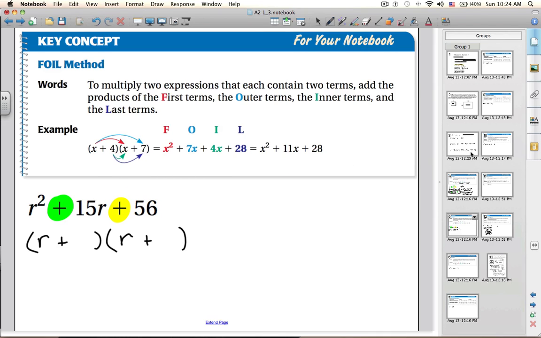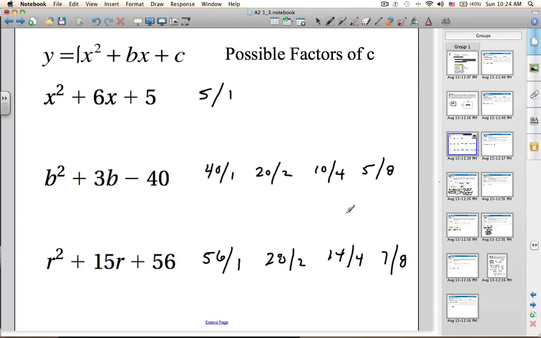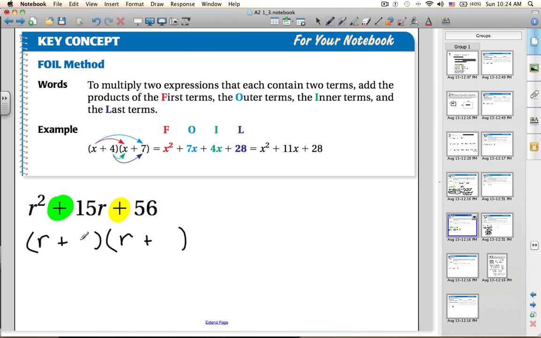So if we go back to where we listed all of our different factors, factors of 56, well, 56 and 1 make 57, 28 and 2 make 30, 14 and 4 make 18, 7 and 8 make 15. Oh, 7 and 8 make 15, so these are the factors that I want. So if I put in 7 and 8, those will add up to be 15.